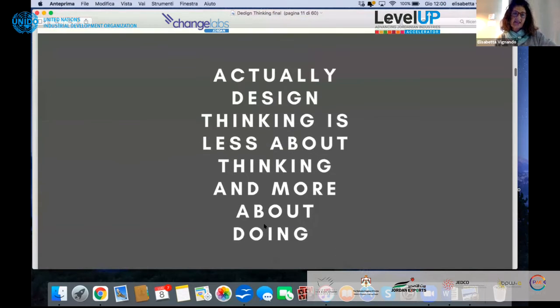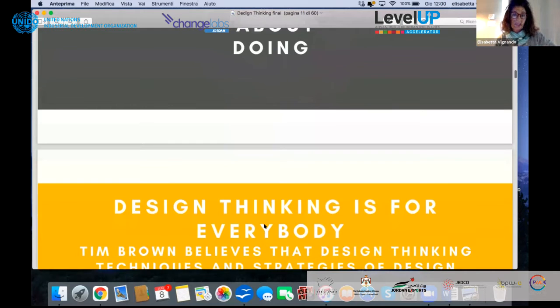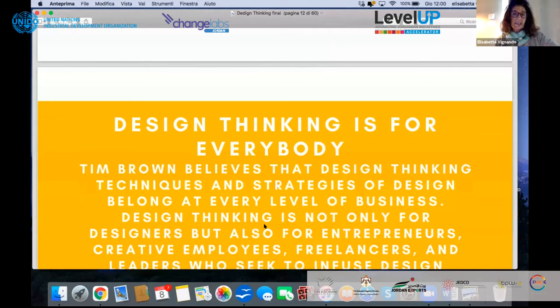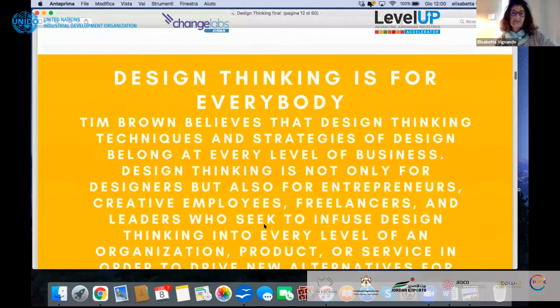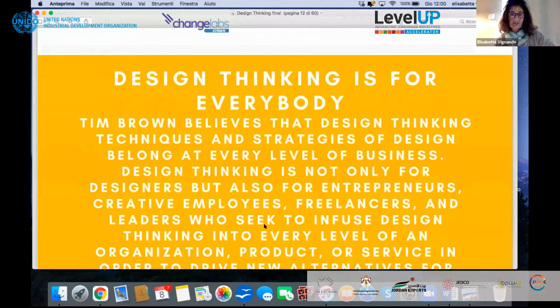Actually, design thinking is less about thinking and more about doing. Design thinking is for everybody. Tim Brown believed that design thinking technique and strategy of design belong at every level of business.